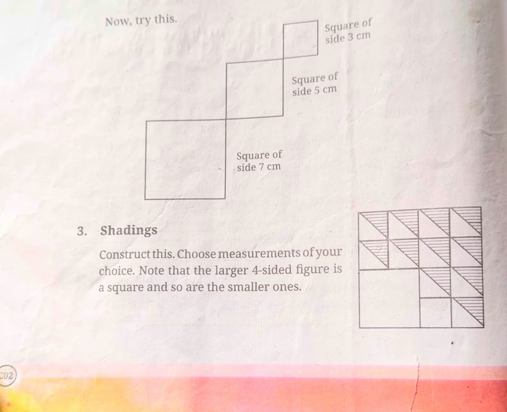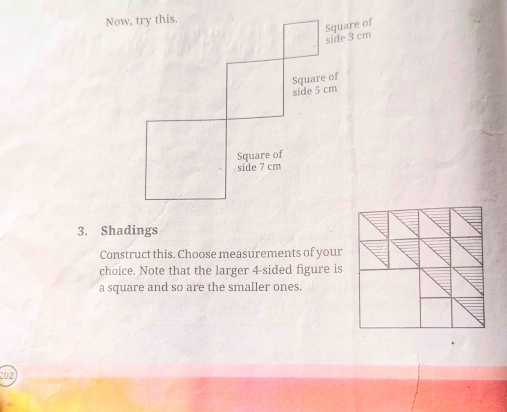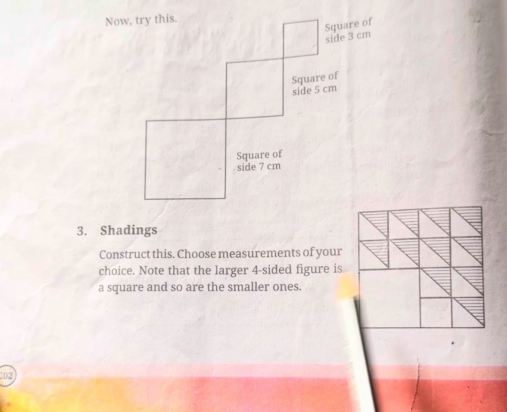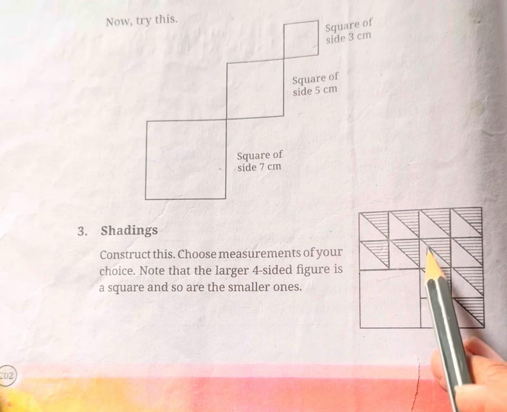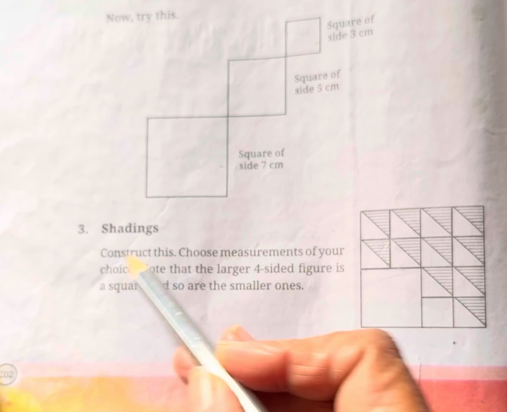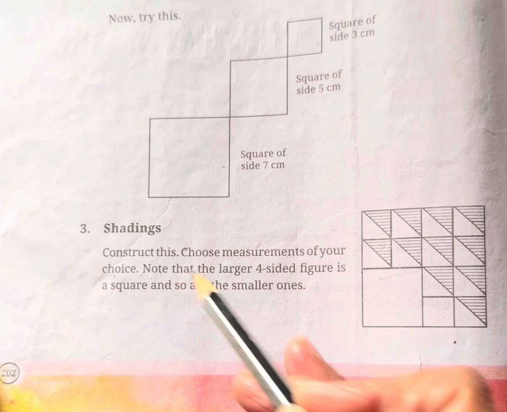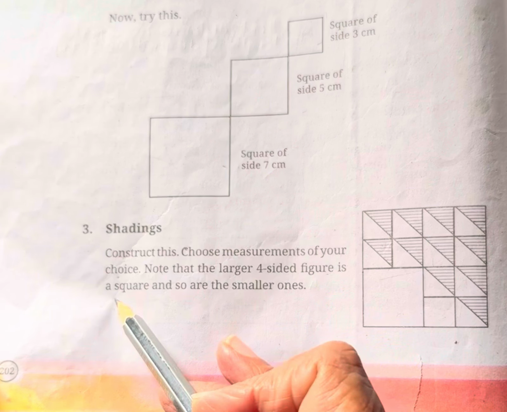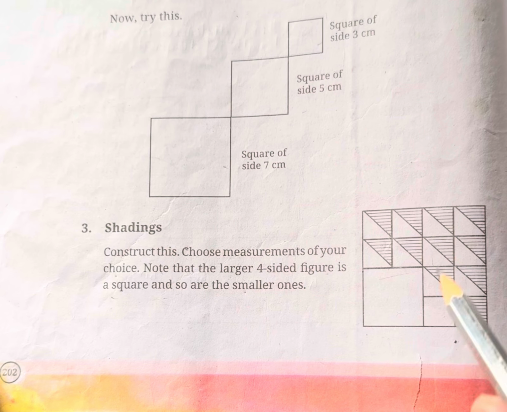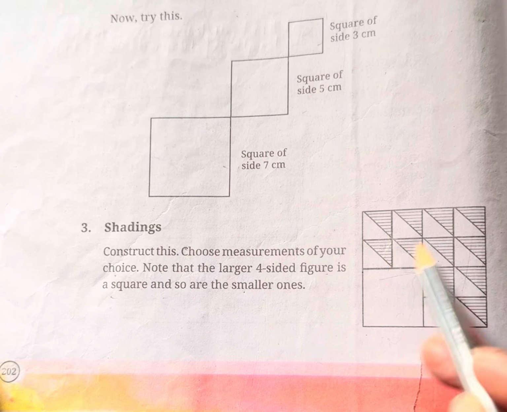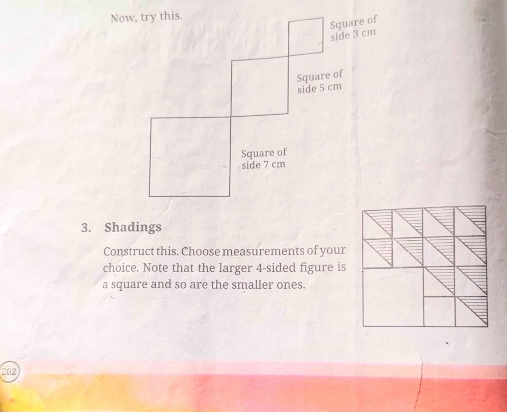In this video, we are going to construct the further geometrical designs which are given in page number 202 and 203. So first we are going to construct the shadings. Construct this, choosing measurements of your choice. Note that the larger four-sided figure is a square and so are the smaller ones, right? So this is a square and even all these are small squares that you need to keep in mind and draw this.